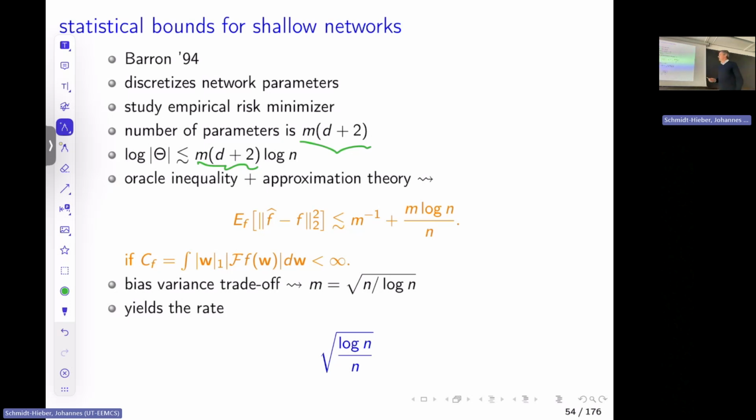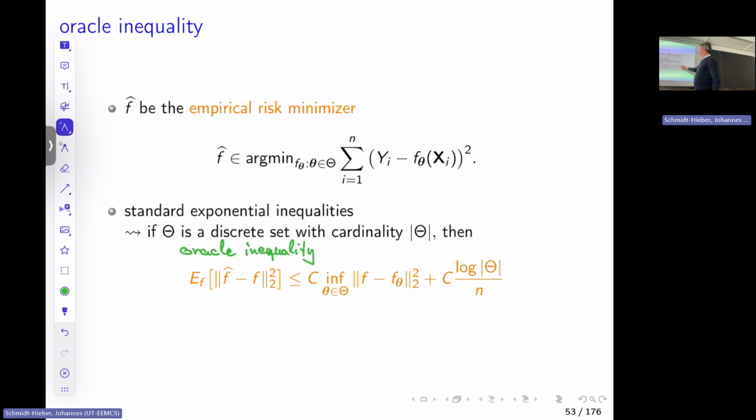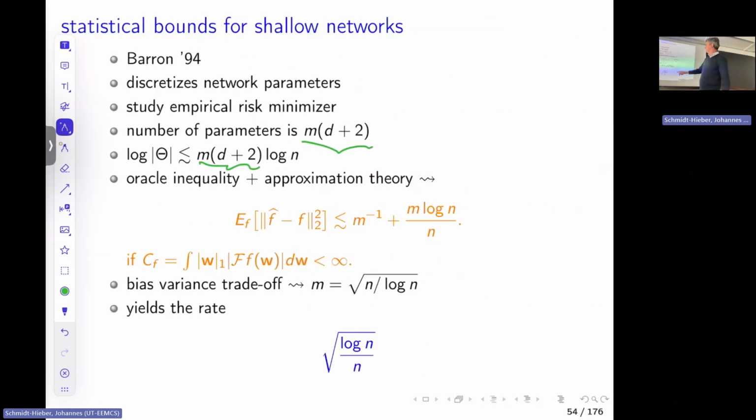And now, if we stick in these bounds, let's think about d to be fixed. We are just interested in the behavior in m, which is the number of units in the hidden layer. For the variance term, we get m times log n over n. So this was the second term here, m times log n over n. And for the first term, what do we get? Well, we have worked it out, right? Barron's result gives us a 1/sqrt(m), but now we look at the square. So we get a 1/m right in here. Okay, so that gives 1/m from the approximation theory.